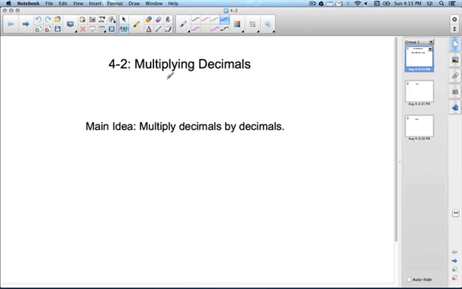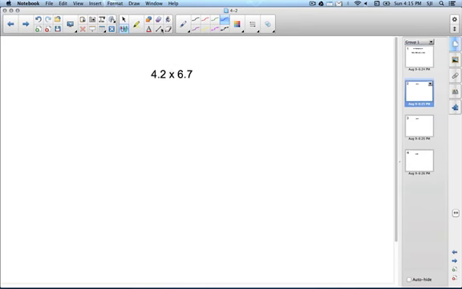Lesson 4-2, Multiplying Decimals. The main idea of this lesson is to be able to multiply decimals by decimals. Here's our first example. 4.2 times 6.7. Since both of these numbers have the same number of digits in them, it doesn't matter which one we put on the top and which one we put on the bottom. So I'm going to put them in the same order that they're written in. 4.2 times 6.7.